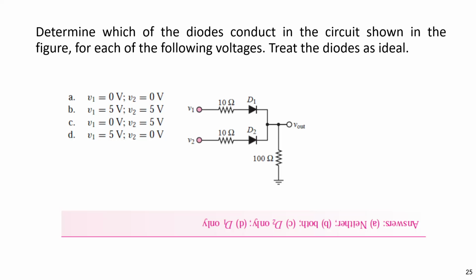Okay, maybe check for some understanding. What happens in case A, if V1 is 0 and V2 is 0? Both diodes are not conducting, right? If V1 is 5 volt and V2 also 5 volt, both diodes will conduct the current, right? Flow here, and we get Vout, right? We can find Vout by voltage divider, right? And if V1 is 0 and V2 is 5 volt, only diode number 2 conducts. If V1 is 5 volt and V2 is 0, only V1 conducts.